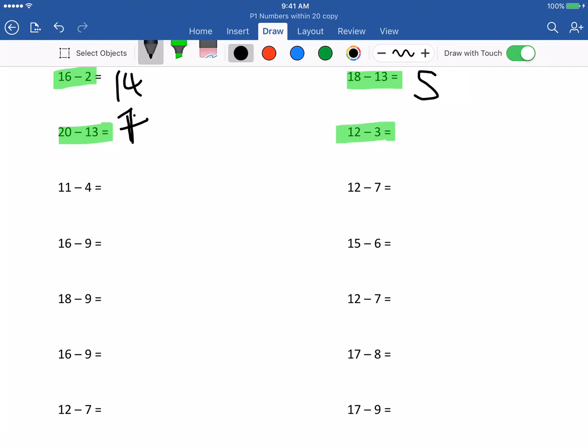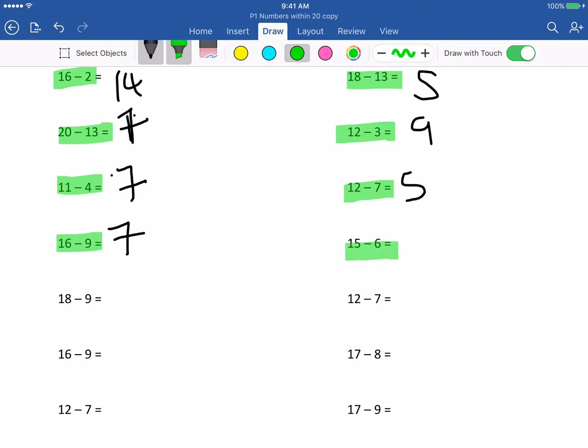13 minus 3 is equal to 9. Okay, if you can do it mentally, that would be good. 19 minus 4 will be 7. Else, just do out the working. There's no problem with it. 12 minus 7 is equal to 5. 16 minus 9 is equal to 7.